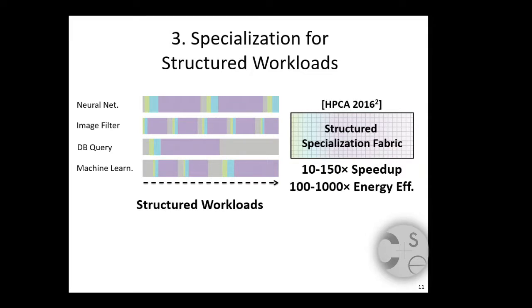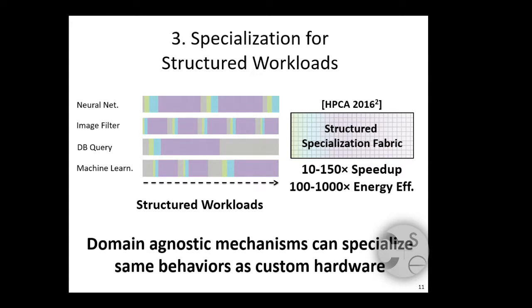But of course, there are some workloads where we really need 10x, 100x, and 1,000x benefits. And the key is that these workloads have different kinds of properties. I'm going to call these structured workloads for this talk. And the key properties here are that they have very high concurrency, very well-behaved memory access patterns. And when I built a programmable behavior-specialized accelerator for these, I was able to get orders of magnitude improvement on this very important class of workloads, which approached the benefits of custom hardware. And the reason that this works is that we can use domain-agnostic mechanisms to specialize for the same program behaviors that custom hardware is specializing for.